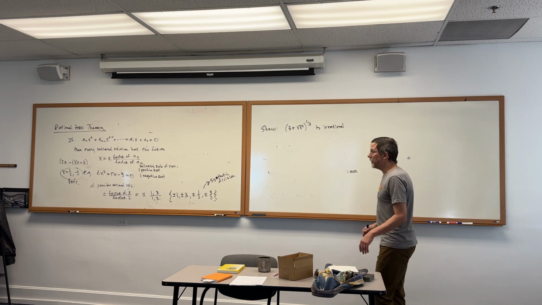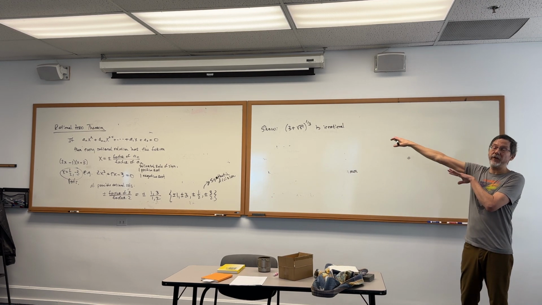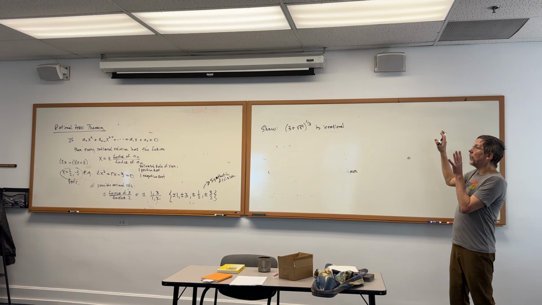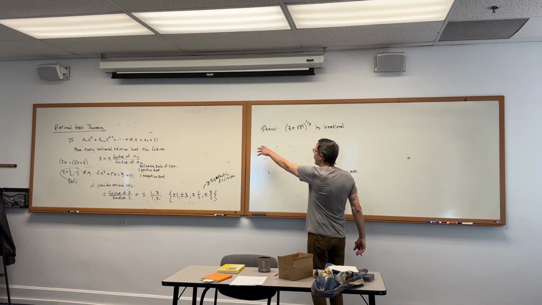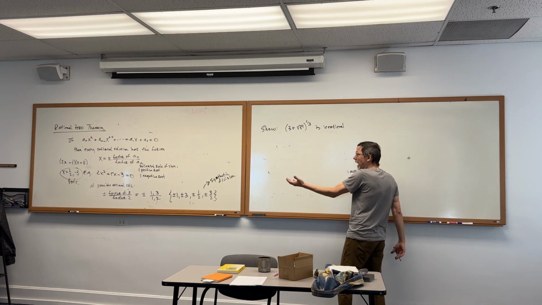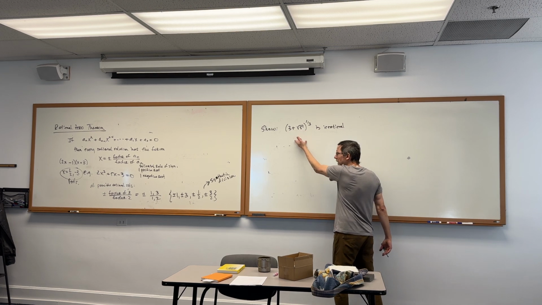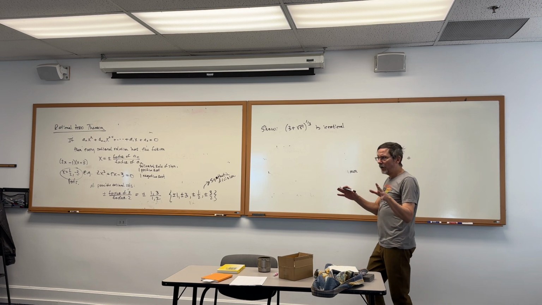So what we're going to do is create a polynomial that this is a solution for. And then we're going to use the rational zeros theorem to show what are all the rational zeros. And if this doesn't show up in the list, it can't be one of them. That's the game. So let's do this.